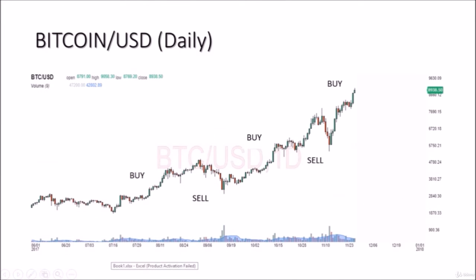The same goes for this Bitcoin USD chart. As you can see, the price goes up and then down again, and next it goes up again and then down again, and then it continues to go up. As you can see in this chart, Bitcoin USD is in a rally mode and is in an uptrend.